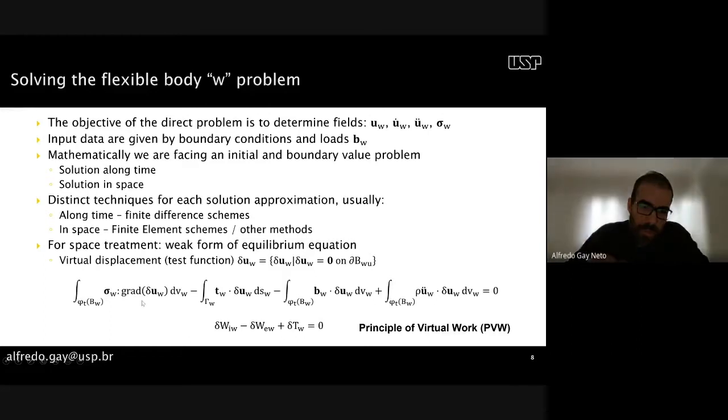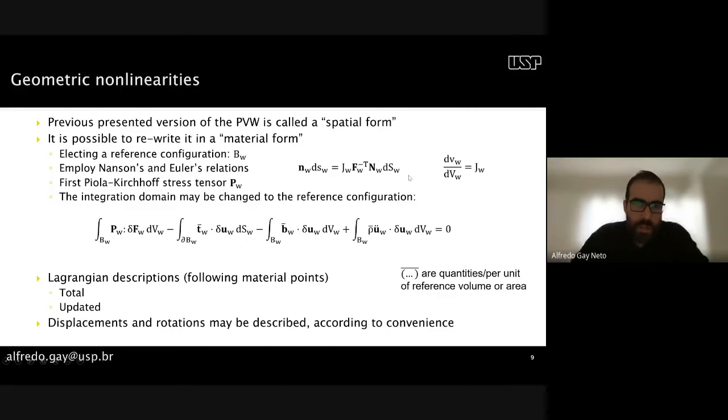But I like to show this equation this way because it's correct and also quite familiar for one who is already familiar with linear systems, for example. Here you can see clearly the contributions to this equation: the internal loads contribution to the weak form, the external loads, and the kinetic energy contributions. You have this equality for an arbitrary virtual displacement, also called the test function, introduced here in order to establish our weak form. As I said, this is called the spatial form of the equation.